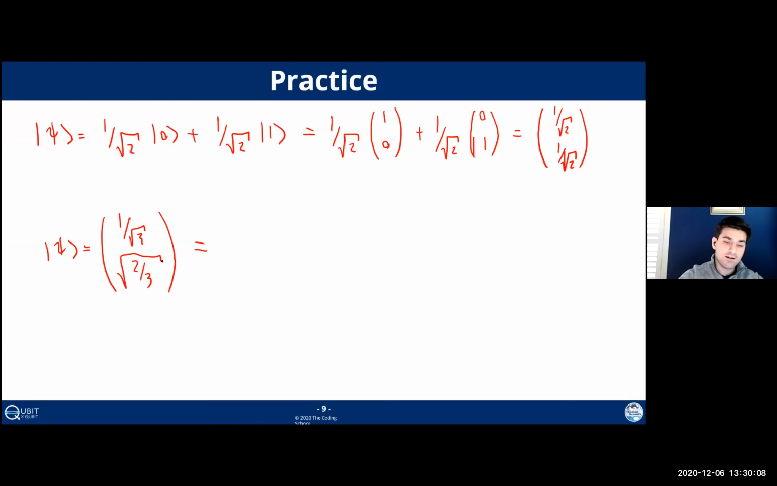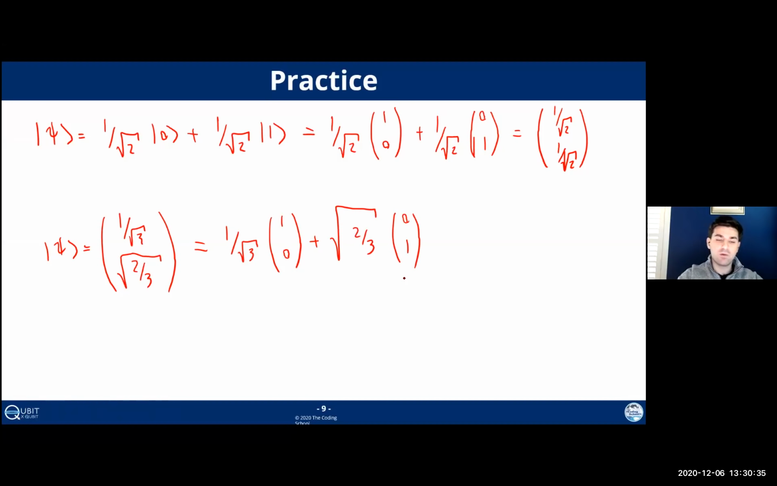Okay, so I'm gonna break this vector down to a sum of two vectors. So I will write this as 1 divided by square root of 3 times the 1, 0 vector plus square root of 2 divided by 3 times the 0, 1 vector. So far so good. I can do that. I just simply broke down the vector.